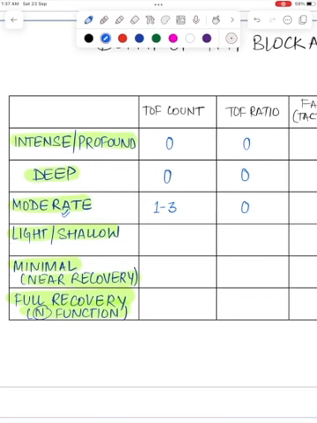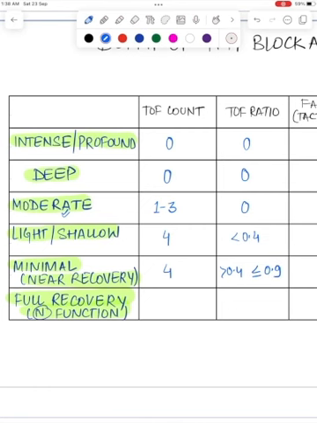Then in a light or shallow block, the TOF count will be 4. Now all the four twitches have been recovered. So now you can calculate the TOF ratio. But in a light or shallow block, the TOF ratio will be less than 0.4. And in minimal block, which is near recovery, again the TOF count is going to be 4. The TOF ratio will be more than 0.4 but less than or equal to 0.9.